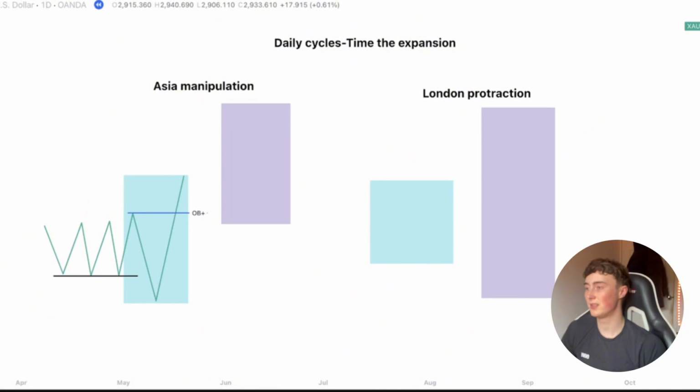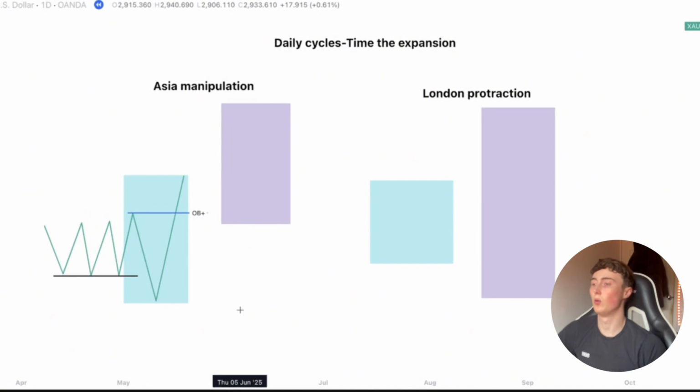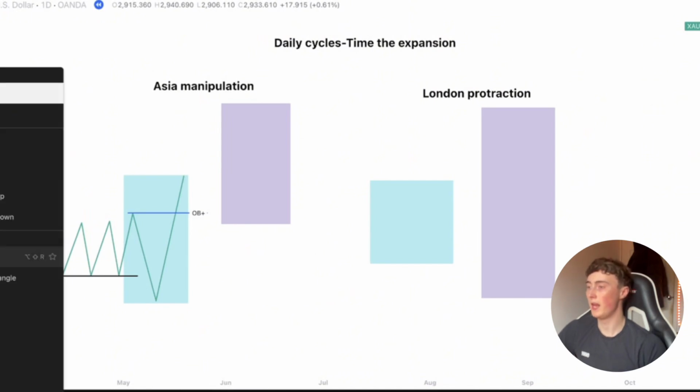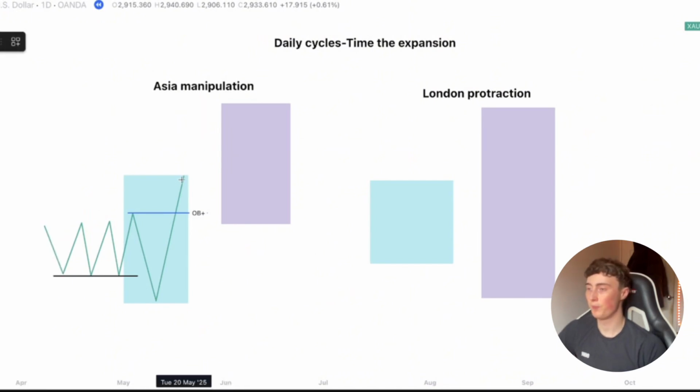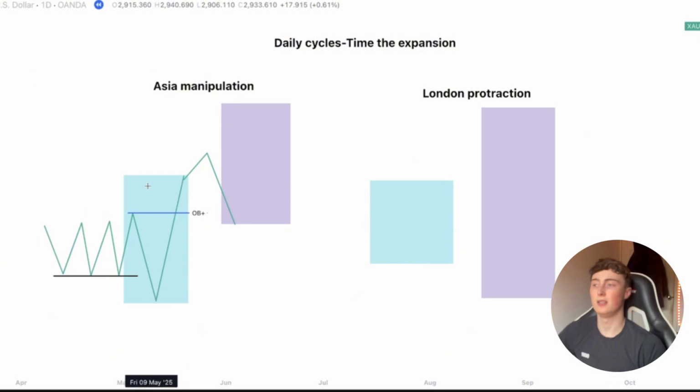We don't need to see London sweep out Asia's low because Asia has already taken liquidity. So what we're looking for after Asia is simply for London session to open up and give some kind of retracement, maybe into that bullish order block that was formed. Once we get that retracement, we can catch an entry in here. And from there, once we get that entry signal, there's a very high probability that London session is now going to expand towards the target.